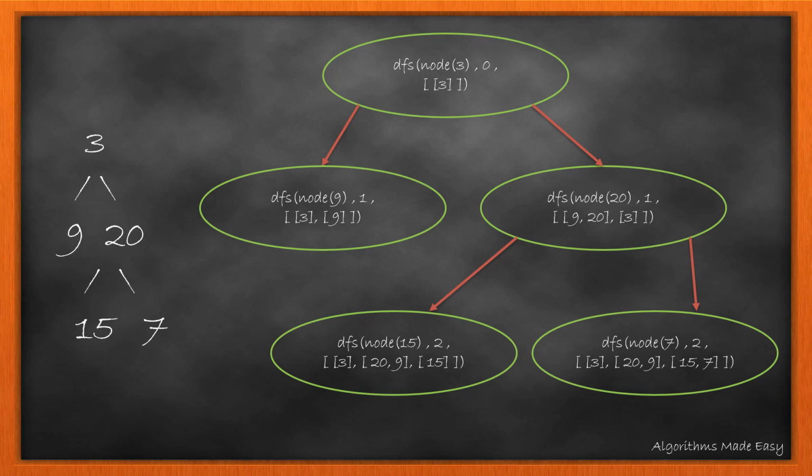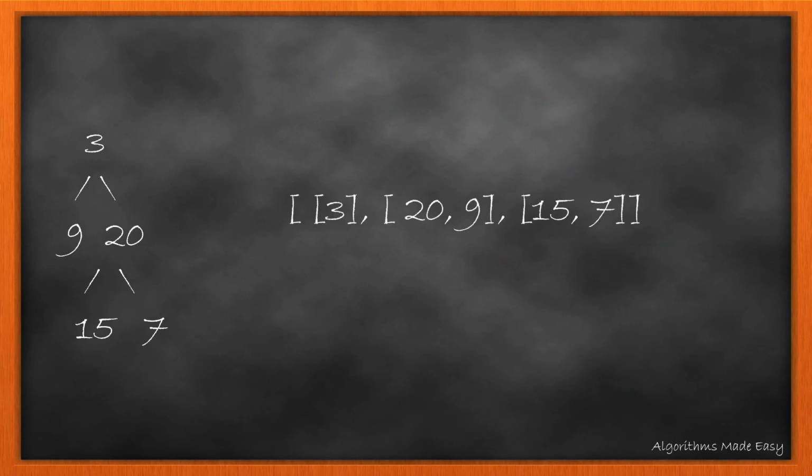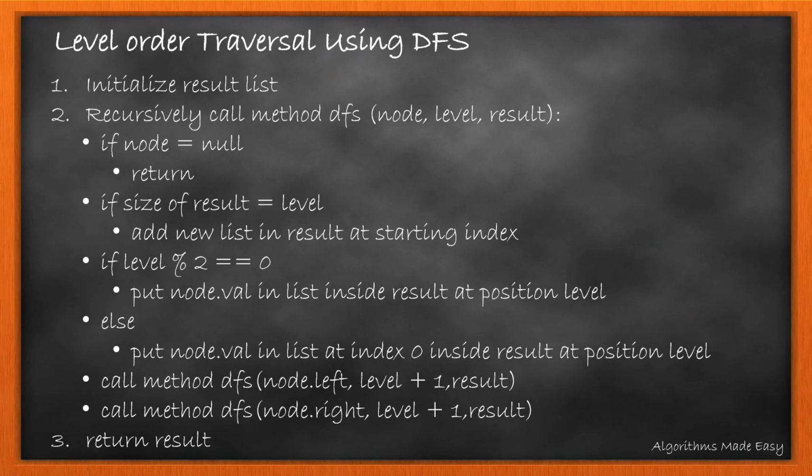We have traversed all the nodes and so we just return the result. The algorithm for the steps is as follows. We initialize the result list and call our method DFS for the root node with level as 0. Now inside the method, we first check if the node is null. If so, we simply return. Then we check if the size of the result is equal to level. Then we add a new list into the result.